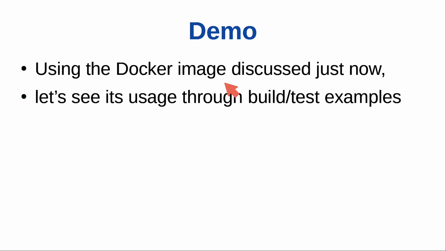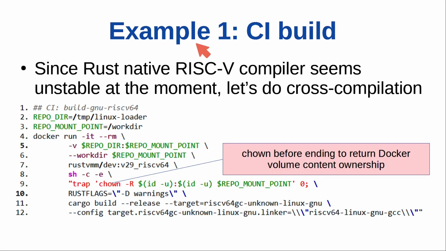Now is demo time. Using the Docker image discussed just now, we'll see its usage through build and test examples. In the first demo, we'll see the CI build. Since the Rust native RISC-V compiler seems to be unstable at the moment, let's do cross-compilation in the Docker container. This is the repo that we are trying to build, and we pass the repo to the Docker container with this path. And then this is the Docker image tag, followed by the command to be run in the container.